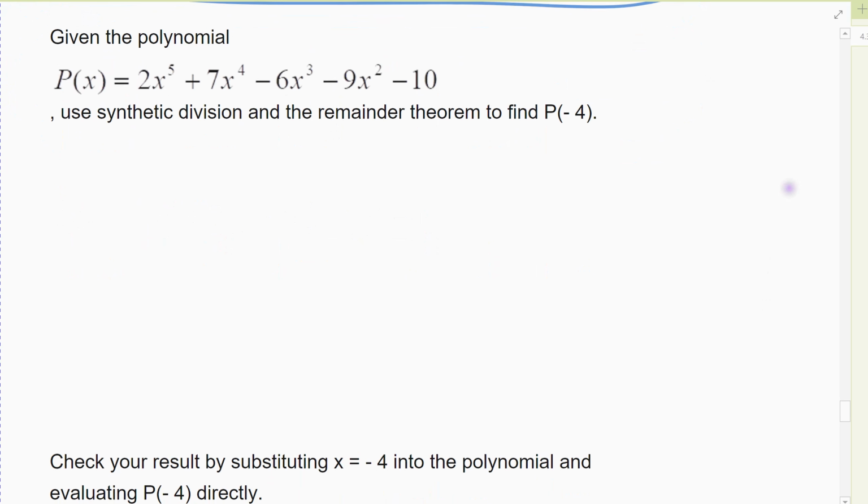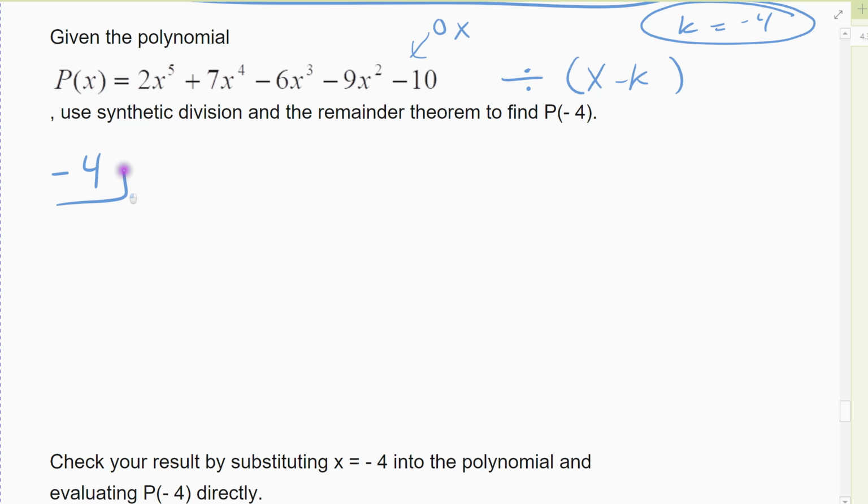All right, so we've got our polynomial p of x, to the fifth, fourth, third, and so I'm missing an x to the first, so I will need a placeholder in here for my x term. Use synthetic division and the remainder theorem to find p of negative 4. That means I want to divide by x minus k, where my k is negative 4. So I'm going to divide by my negative 4 right out here.